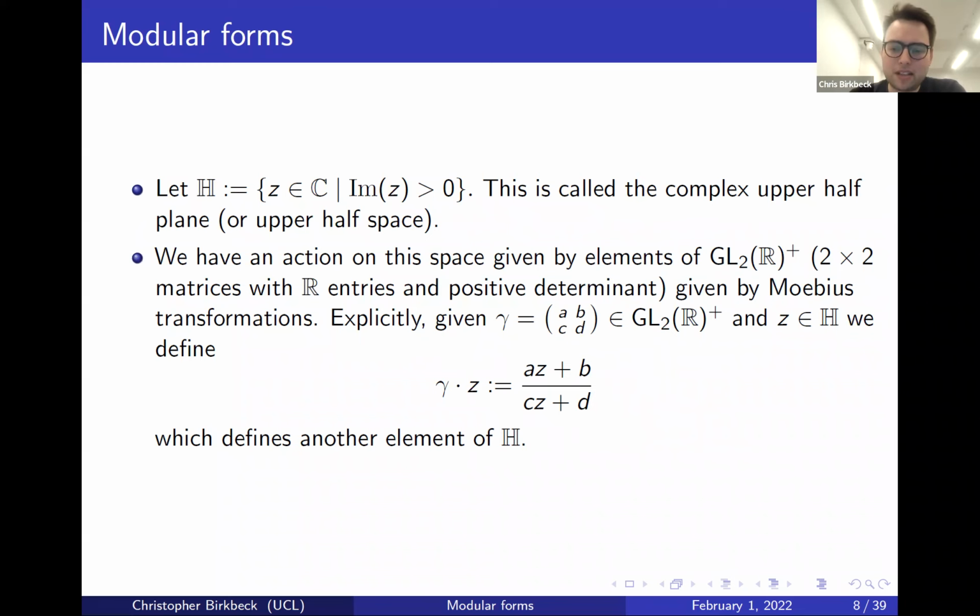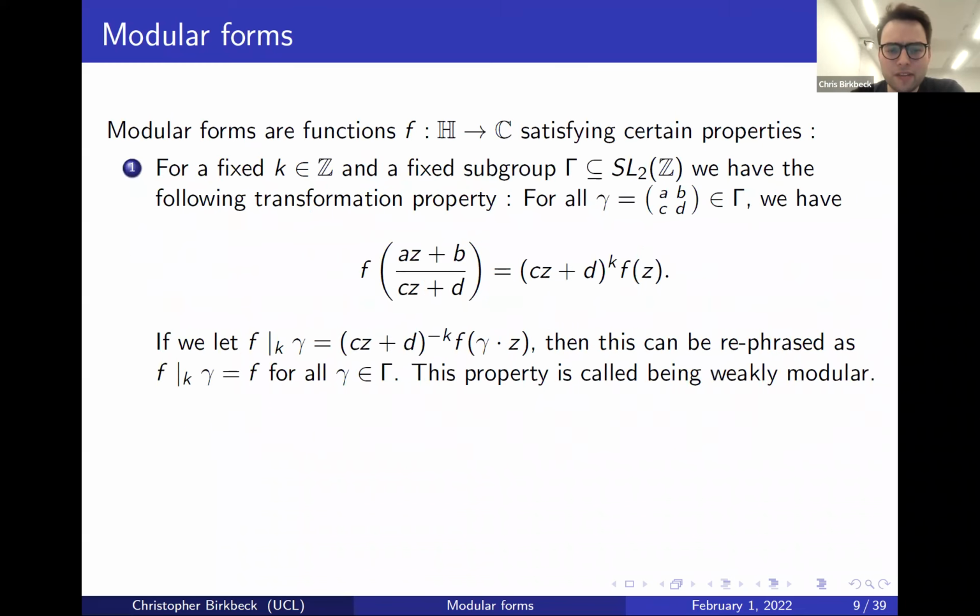And let me make this precise. If you take the space of modular forms, so these are going to be functions from the upper half plane to C, they have to satisfy 3 properties. The first one is this transformation property which I mentioned, and it's stated as follows. You take a fixed integer k, which we call the weight, and we take some fixed subgroup of SL2(Z). These are the matrices with integer entries and determinant 1. And then we ask that for every element in this subgroup, you have this condition.